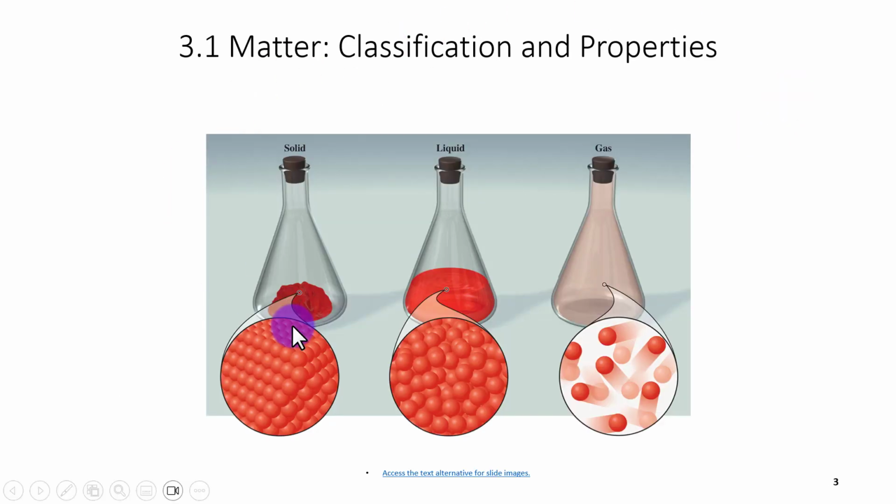Here's kind of a pictorial of what those particles look like in a solid, a liquid, and a gas. Here's how tightly those particles are arranged, very orderly, if you can see, and they're very tight, and therefore there's not a whole lot of room here to move. That's why solids are very rigid, and they don't take the shape of the container.